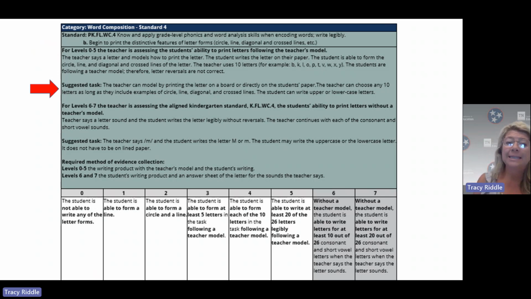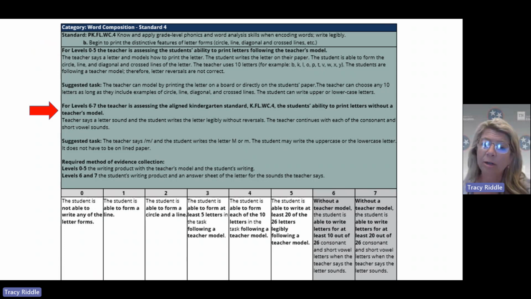After you have assessed and the students are able to write at least 10 letters, then you would move into assessing all 26 letters. Once a student can form all 26 letters following a teacher's model, then the teacher can move into assessing students to the aligned kindergarten standard. In kindergarten, the teachers are assessing the student's ability to print a letter without a teacher model. They are printing it on their own.